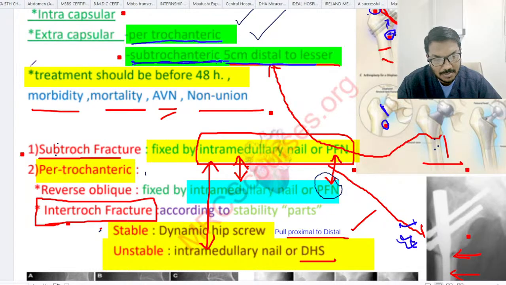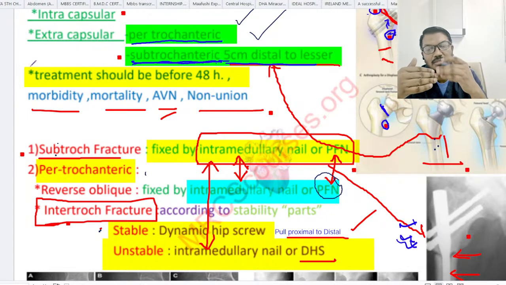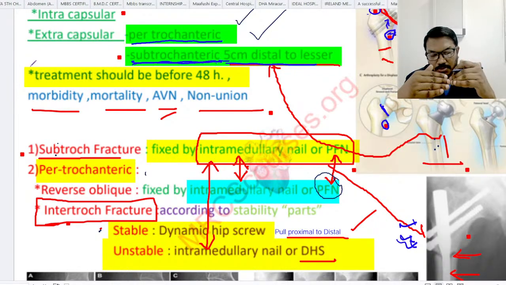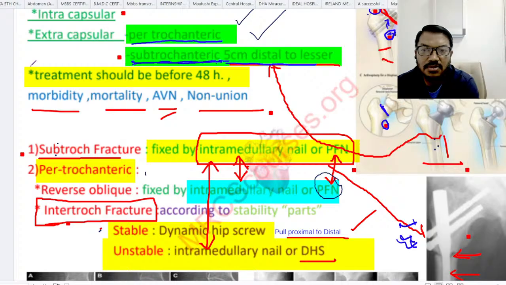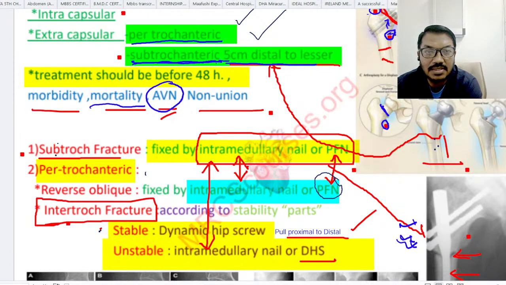Okay. Extracapsular: first is pre-trochanteric, meaning before the trochanter. Then subtrochanteric, it is after the trochanter but within 5 centimeter distal to the lesser. And the treatment should be before 48 hours. This is very important because there is a chance of avascular necrosis, even mortality. Why mortality? Because of excessive bleeding, morbidity, mortality and non-union. So it is an emergency. Within 48 hours, we have to operate.